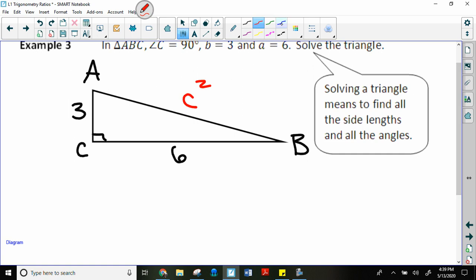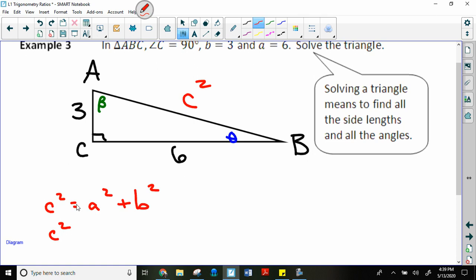Then it wants us to find some angle business. Let's talk about that angle, and let's talk about, I used theta, let's use beta. Okay, so we need to solve for those two angles as well, meaning we're going to have to use trig ratios. Okay, so let's go. C squared equals A squared plus B squared. Plug in the things that I know.